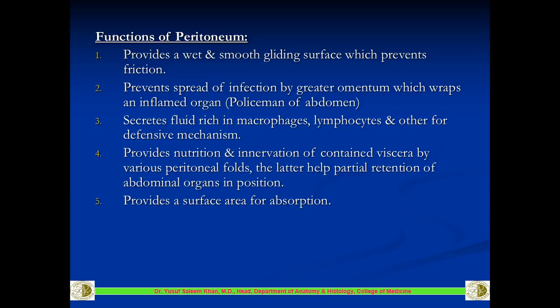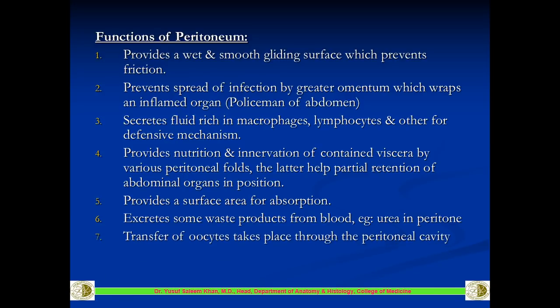If it is in small quantity, it has the ability to absorb, and this is one of the functions of the peritoneum. Then it also has the capacity to excrete some of the waste products from blood, especially the urea, into the peritoneum. Then it also transfers oocytes within the peritoneal cavity.